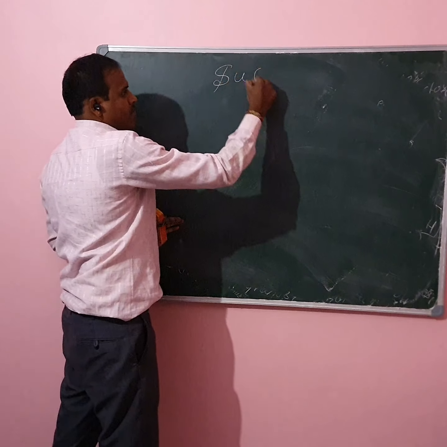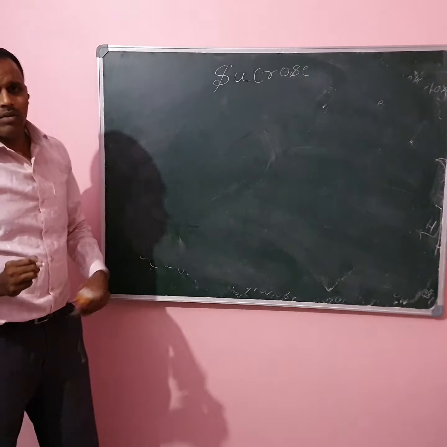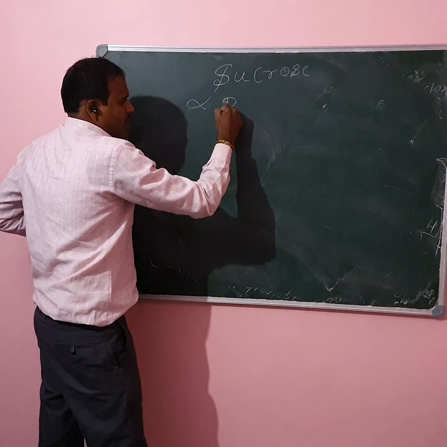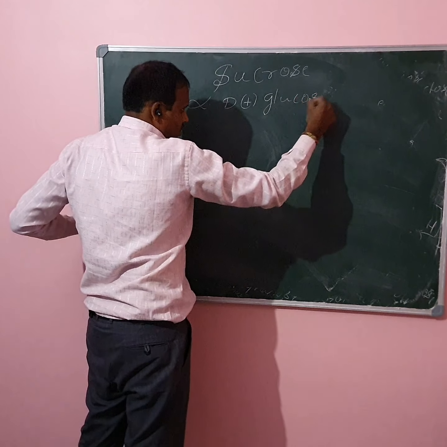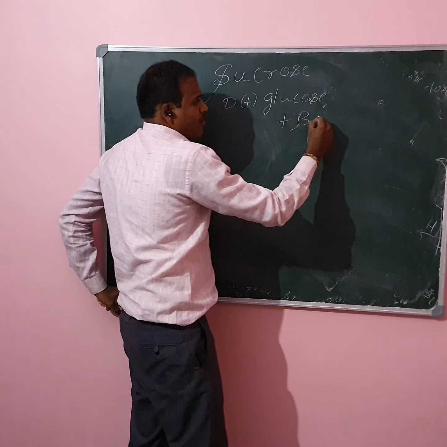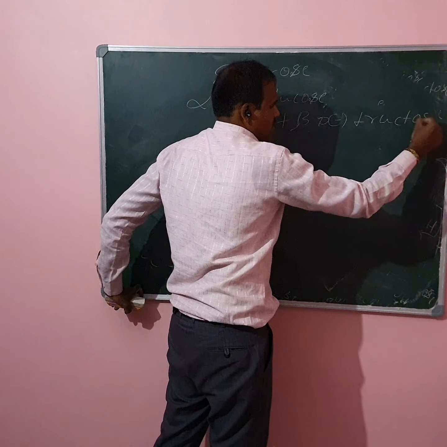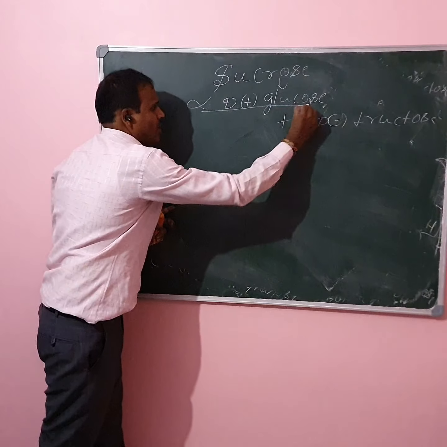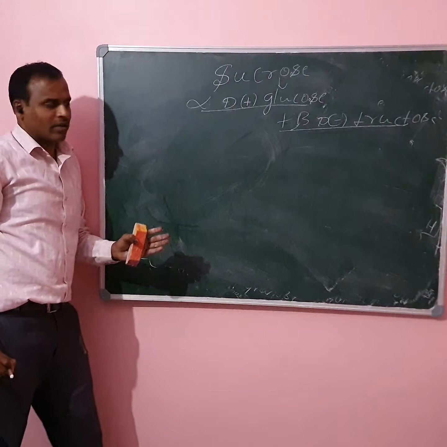Sucrose is very important for annual examination and board examination. You already know it from the previous class. What is the composition? Alpha-D-(+)-glucose, then beta-D-(-)-fructose. The molecular formula you already know: the composition is alpha-D-(+)-glucose and beta-D-(-)-fructose.